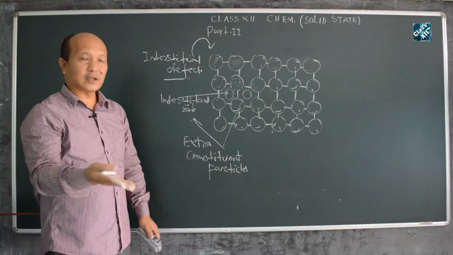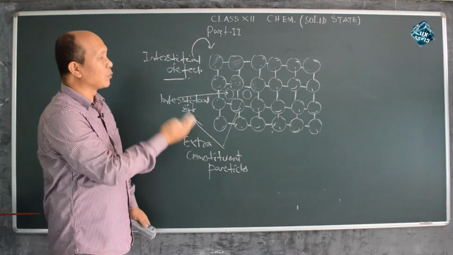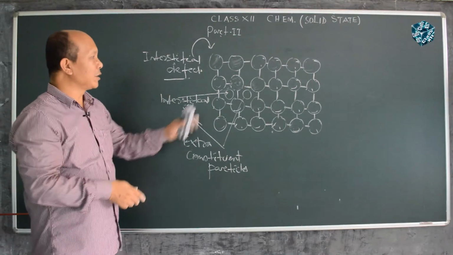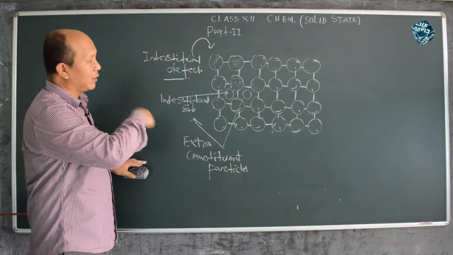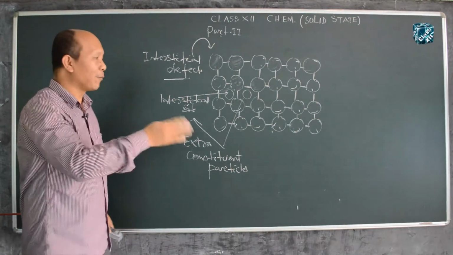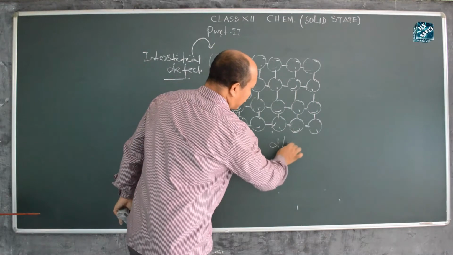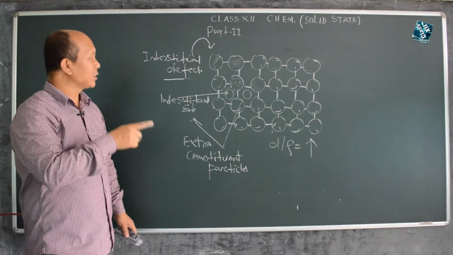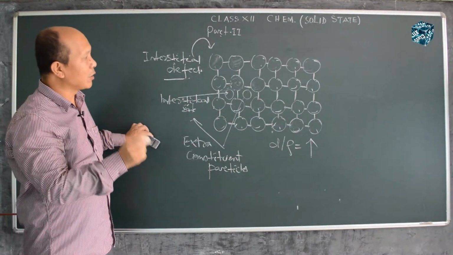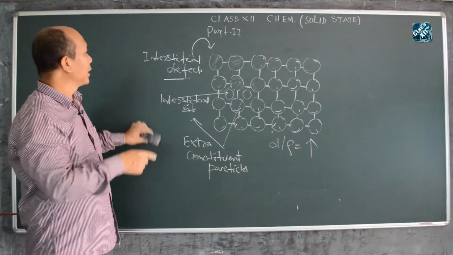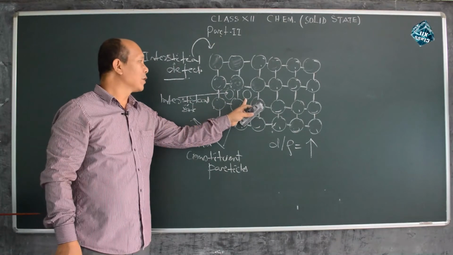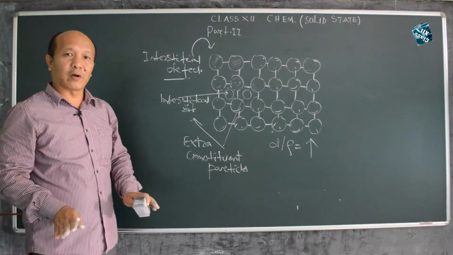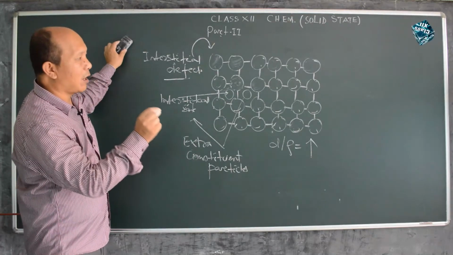In the first case and the second case, when the defect occurs, the properties change. In the first case the density decreases because the mass decreases. But in this case, the constituent particles are extra and inside the sites, so the mass increases while the volume remains the same, and automatically the density increases. To summarize: in vacancy defect, the density of that particular crystalline solid substance decreases, but in the case of interstitial defect, due to the increased number of constituent particles, the density of that particular crystalline solid substance increases.